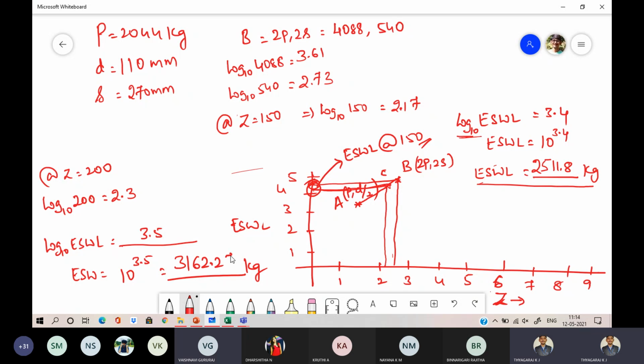3127. Okay. This is the value we have calculated. What is the value we have calculated using the formula? 3019.95. Which is very nearby, approximately. So it is okay. I hope this is clear, right? How to plot the graph. All the values you should convert to log. Then again you have to take the anti-log. Is it clear?